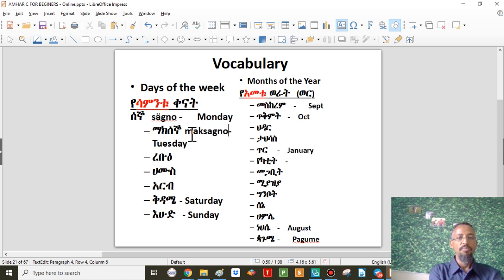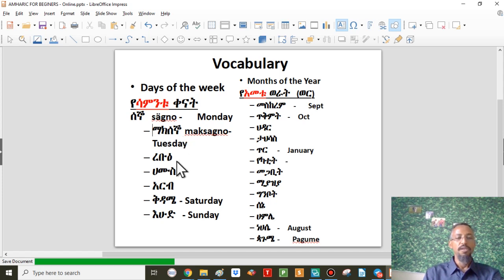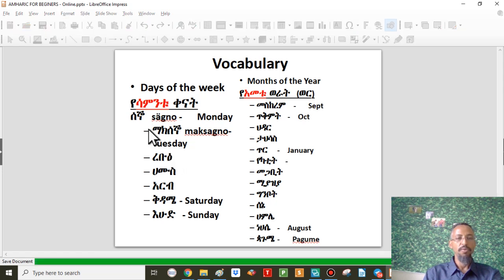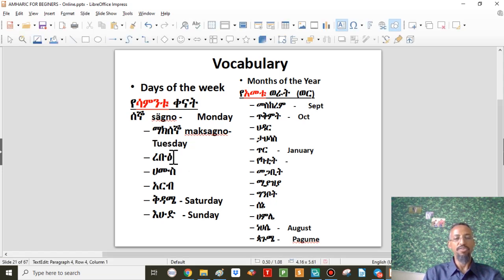Maksenyo. Maksenyo is Tuesday. And Rabu, but the bu is not stressed. We say Rabu. Rabu, the sound is there, but it's just a little bit weak sound.